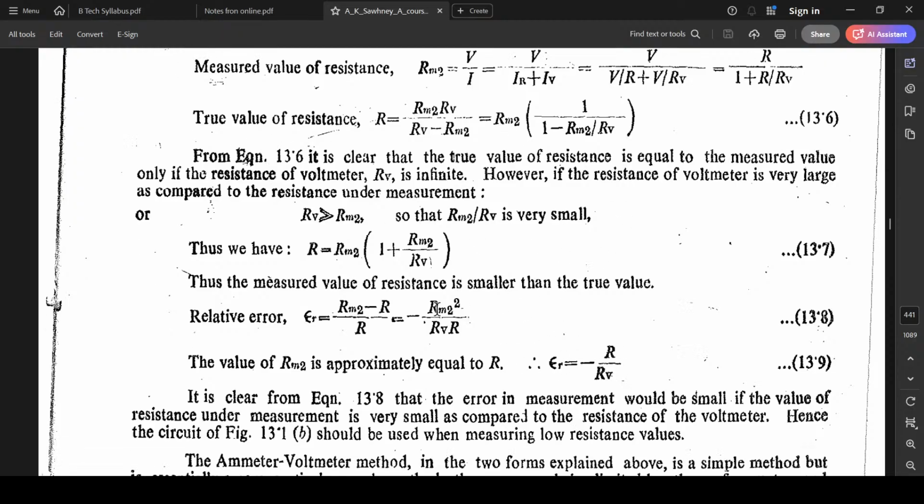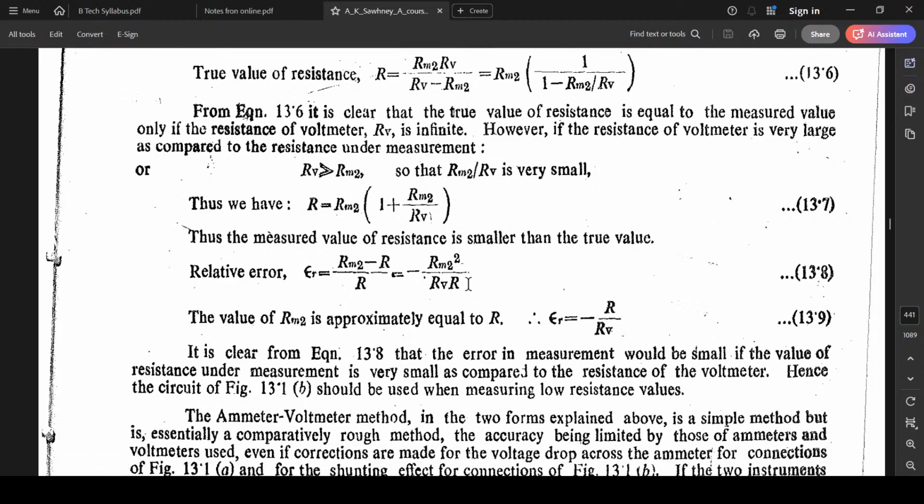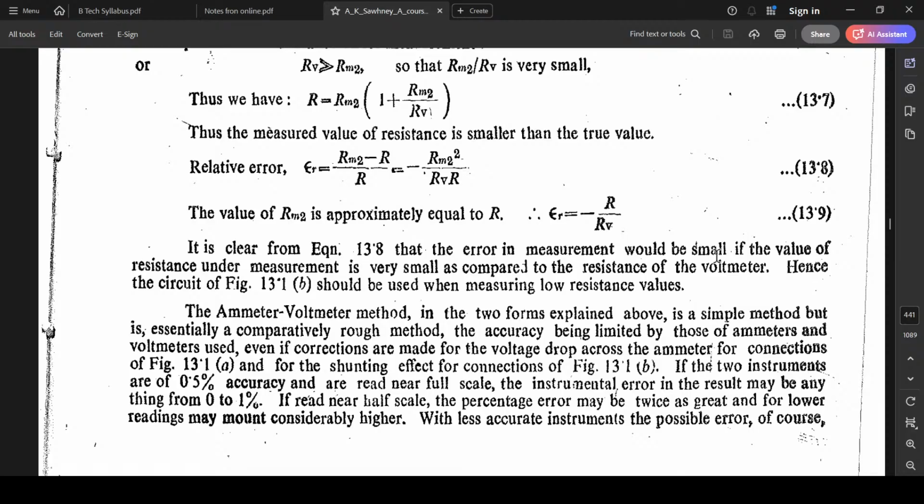And hence we got this error. R2, the measured value minus what it should be. So this becomes R2 square over RV, because of this value getting from here. So error in measurement would be small if the value of resistance under the measurement is very small as compared to the resistance of the voltmeter. Hence, it should be used when measuring low resistance values.